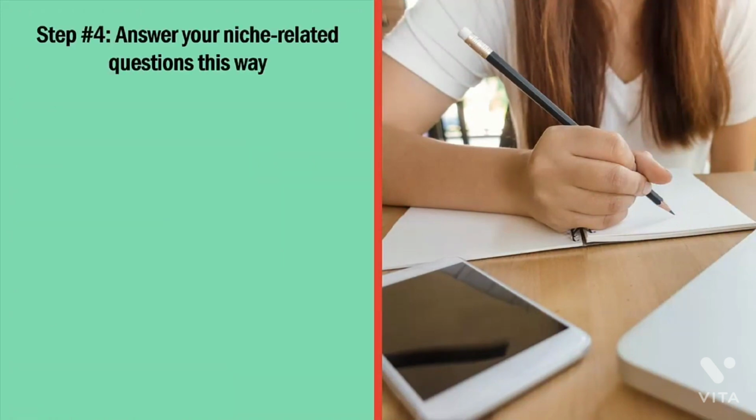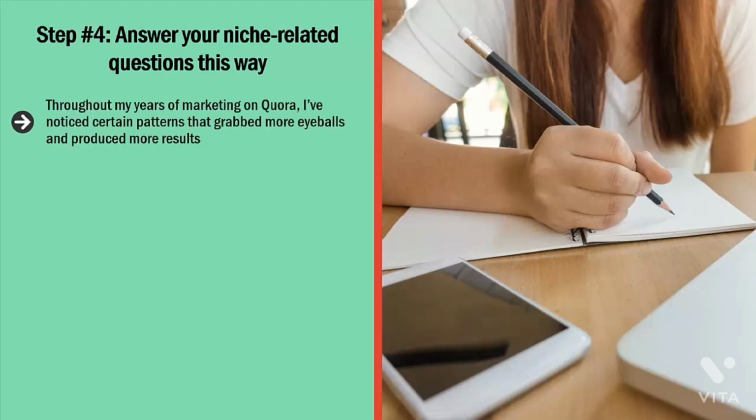Step number 4. Answer your niche-related questions this way. Throughout my years of marketing on Quora, I've noticed certain patterns that grabbed more eyeballs and produced more results. Your answers should fit the following pattern. First, you need to answer the question directly. Read the question several times. What are they asking? What are they not asking? Are there any limits to the answers that they're looking for?